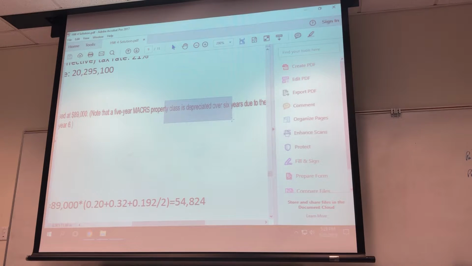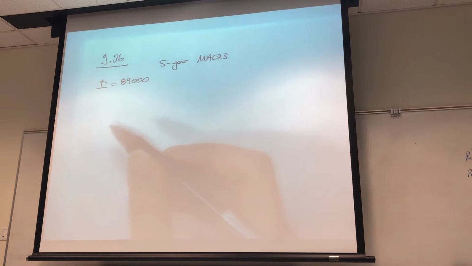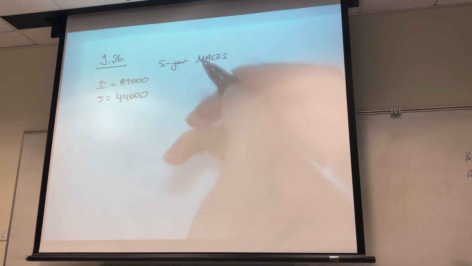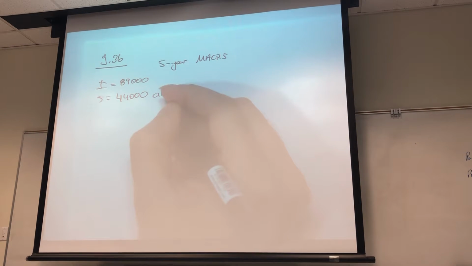It's depreciated over 6 years. The salvage will be equal to $44,000 at n equals 3, 32 at n equals 5, and 8,000 at n equals 6. So we know everything we need. And 0, 1, 2, 3, 4, 5, 6.